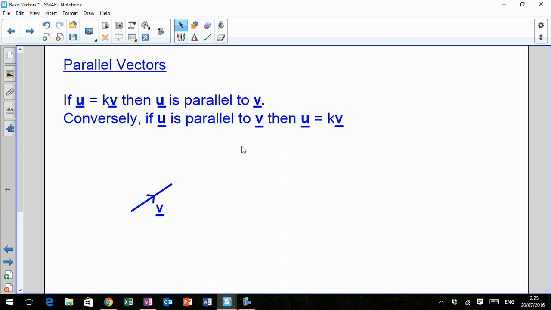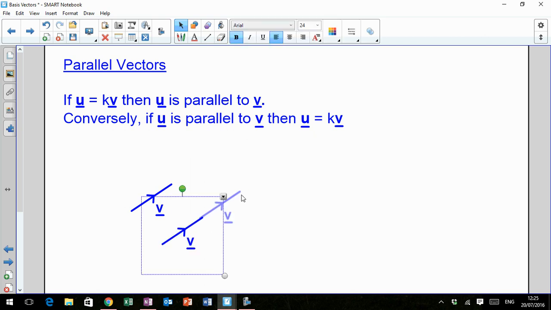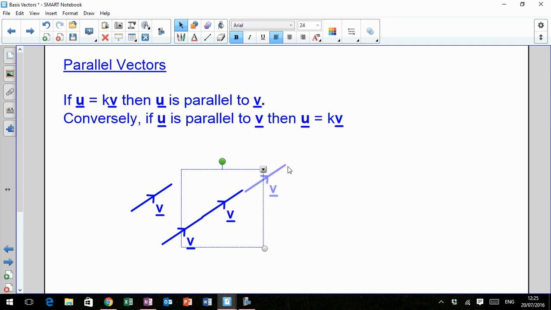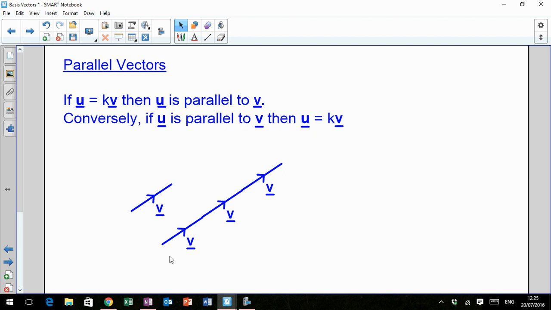Now for two vectors to be parallel, one has to be a multiple of the other. And if you think about it, that's very immediate. If you have one vector that's just the same vector but longer, you're going to be pointing in exactly the same direction. So if u, for instance, was 3 lots of v, you're going to have exactly the same direction. It's just going to be a different length. So if one vector is a multiple of the other, they have to be parallel. And conversely, if they're parallel, then one has to be a multiple of the other. So that's the only difference. We're going to use this to show that they're parallel rather than gradients.